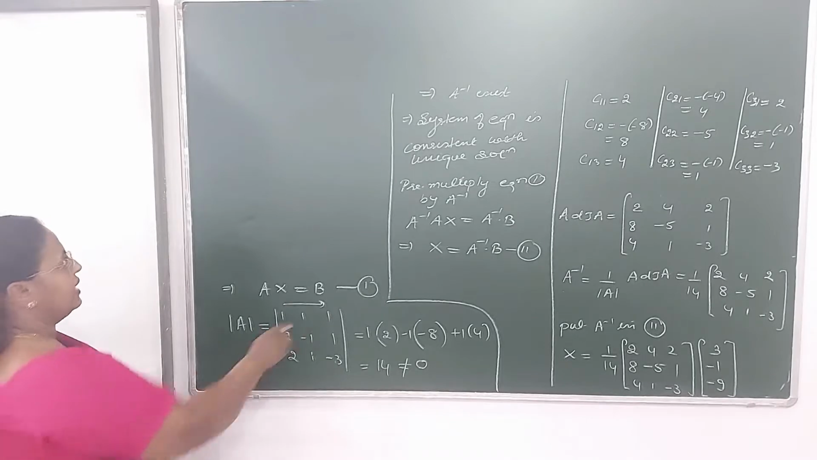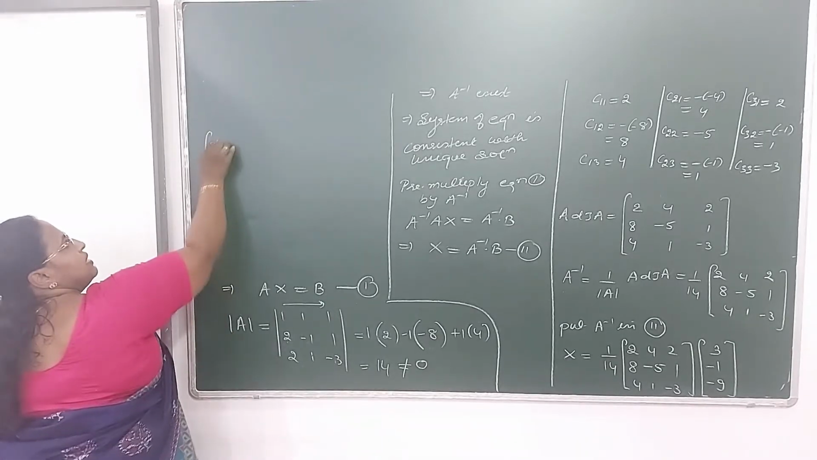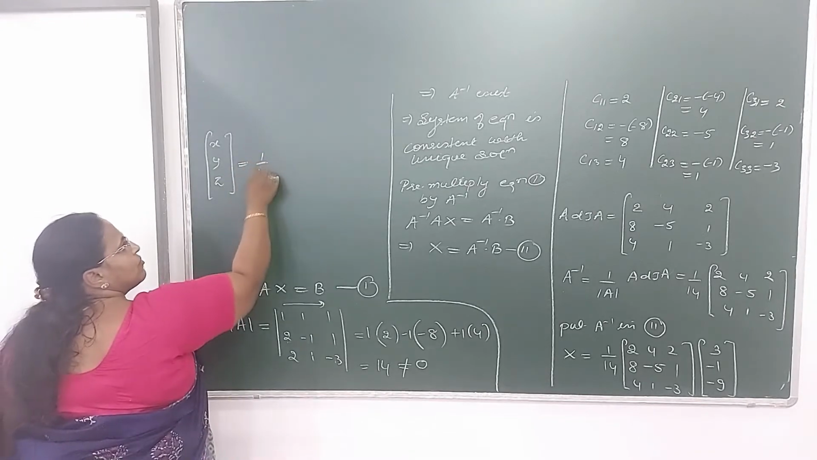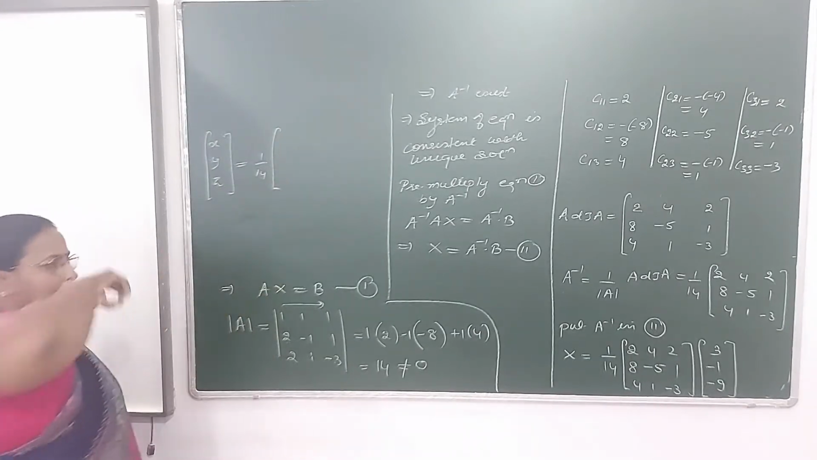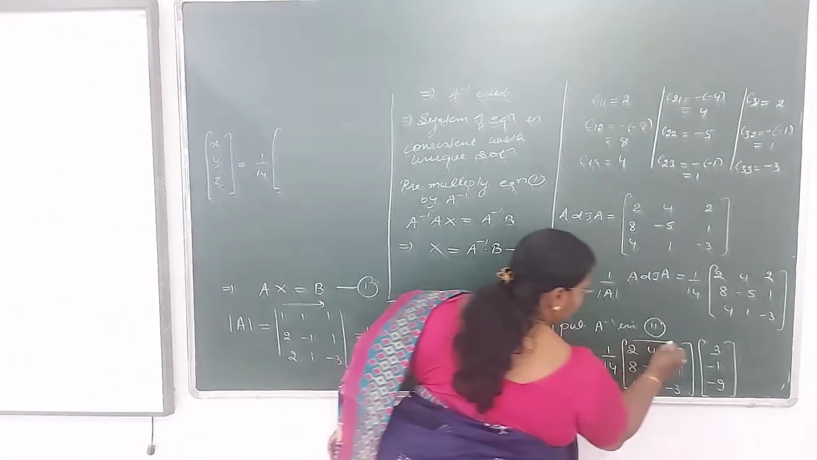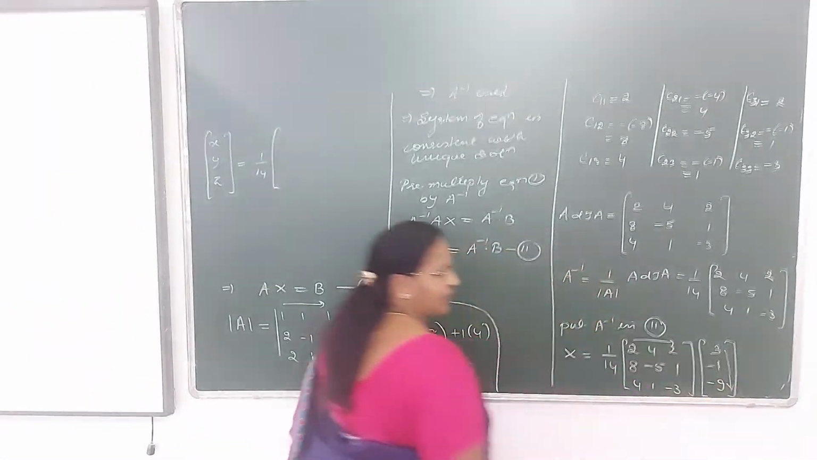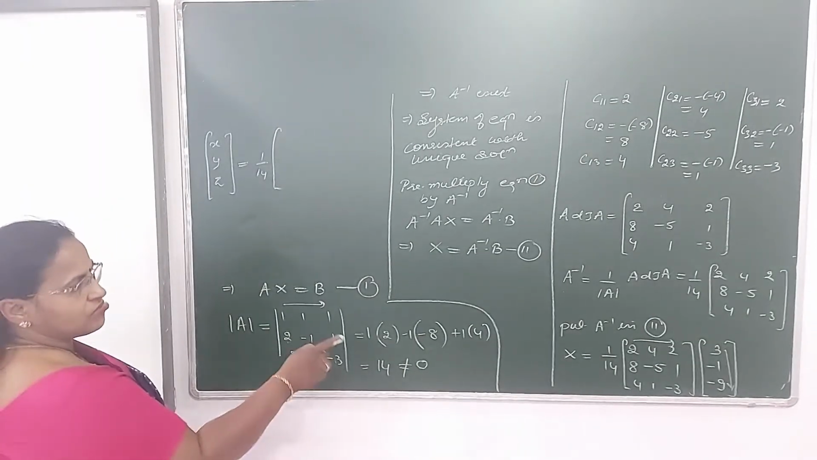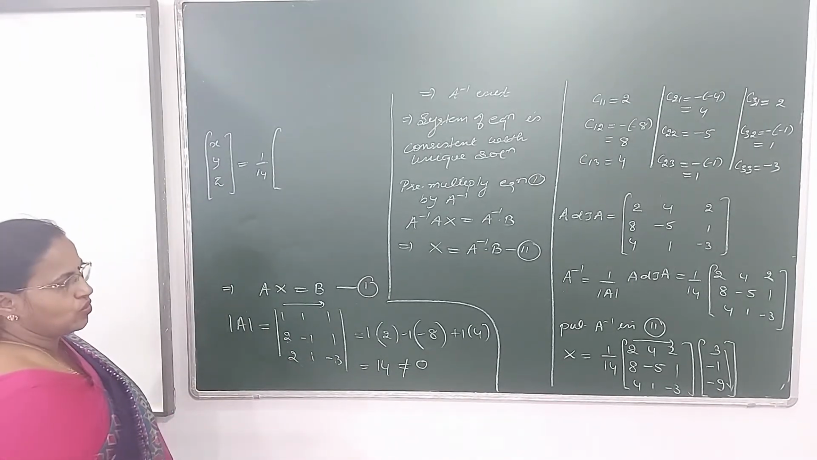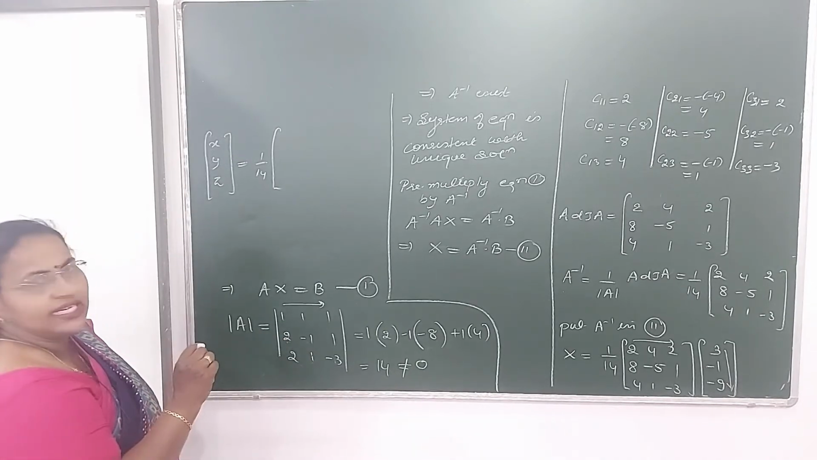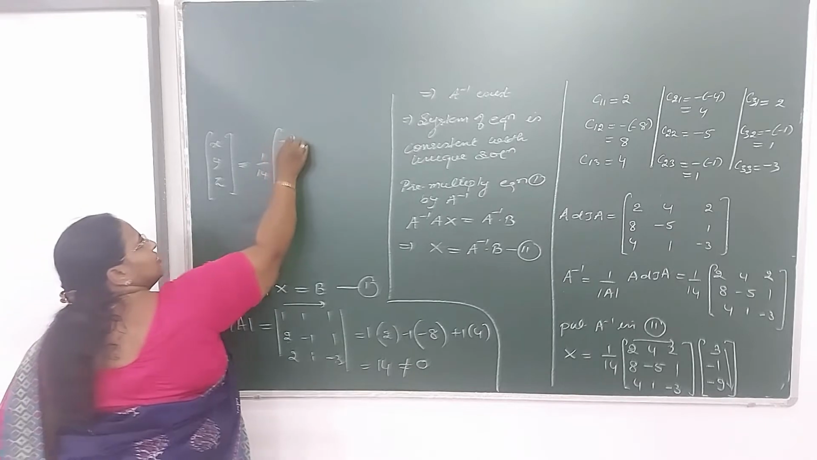So multiply. What is the X matrix? The X matrix is the column matrix of the unknowns. So X, Y, Z is equal to 1 by 14 times, multiply the 2, so it's 2, 4, 2. The first row will be multiplied with the single column here. So 2 into 3 is 6, 6 minus 4 is 2, 2 minus 18, it's minus 16.